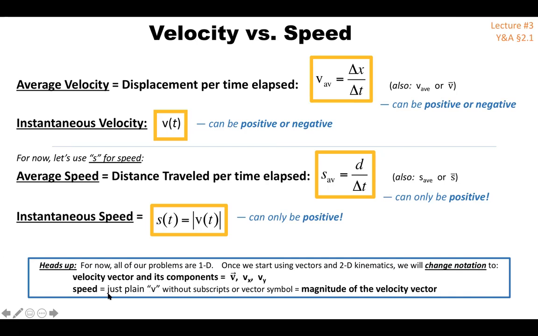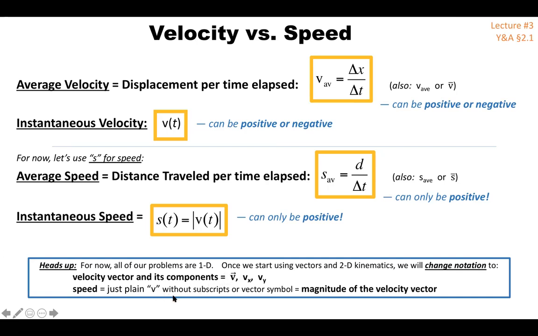Speed is defined as the magnitude of that whole velocity vector. How fast is the object moving through space total in any direction? And the way we're going to write that will be just a plain V. So it'll be a V without the vector hat on top.